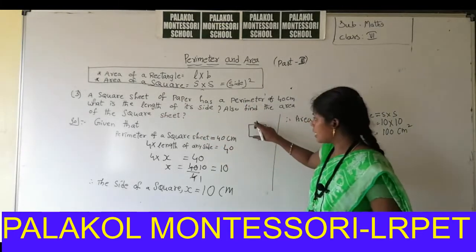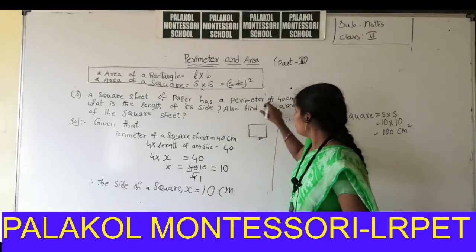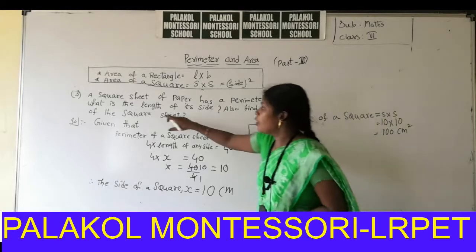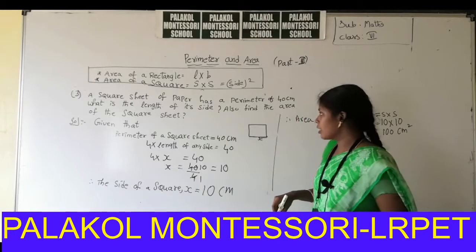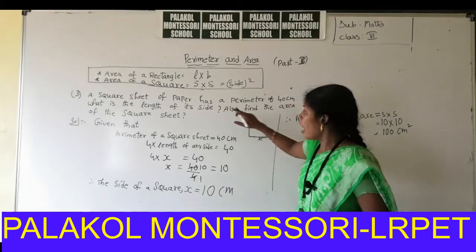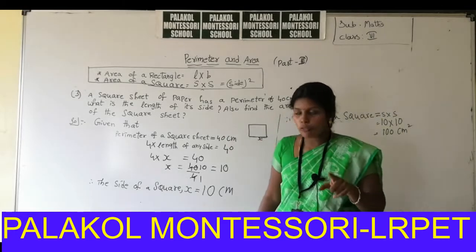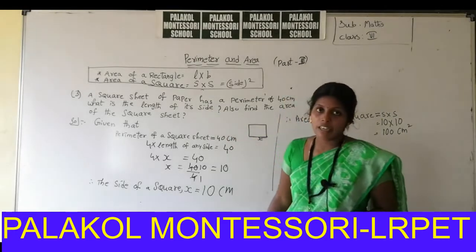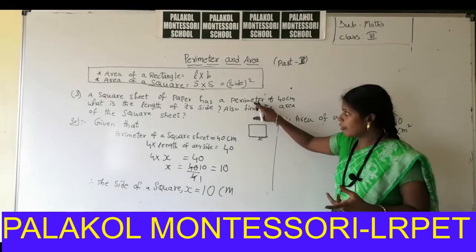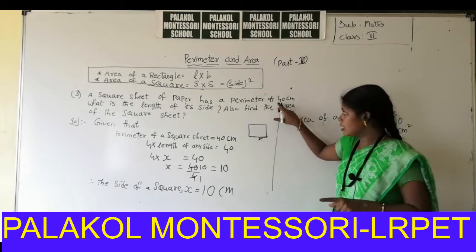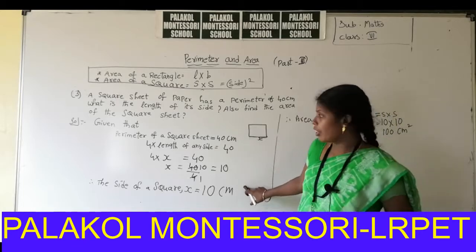Again, I can explain this question. A square sheet of paper has a perimeter. Perimeter is nothing but the boundary of that shape. So the perimeter is 40 centimeters, and we can find the length. We don't know the length of the side. We can find the length of its side, and next we can find the area of the square sheet. So first we can find the length of its side. In this question we have a hint: perimeter of a square. By using this we can find the length of the side of a square.